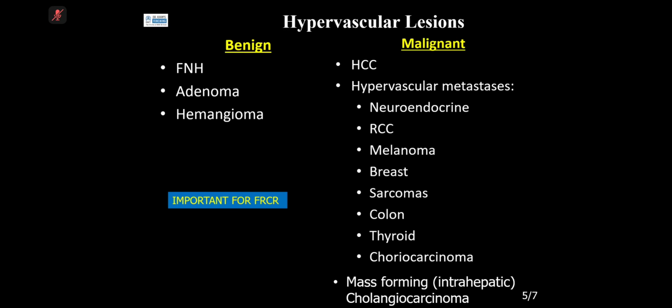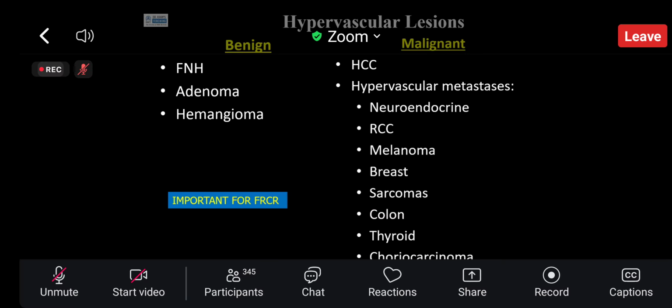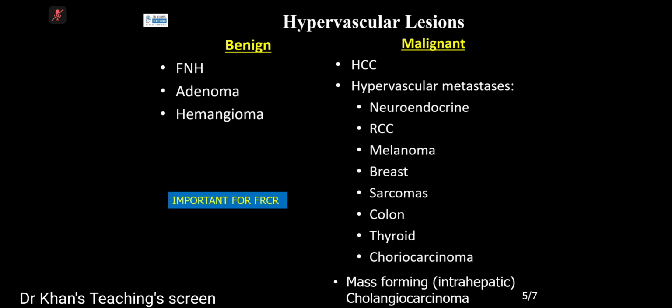Hepatobiliary specific contrast for this. Now, the key point for FRCR is hypervascular lesions. When I use the word hypervascular, it means these are the lesions which enhance on arterial phase. So on the left is the benign list and on the right is the malignant list.